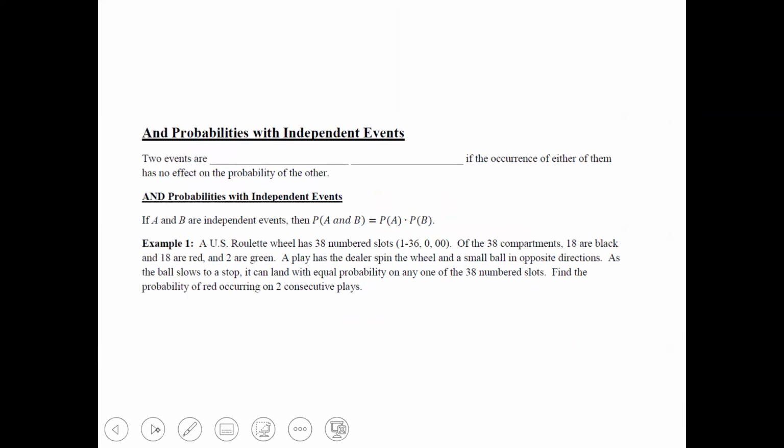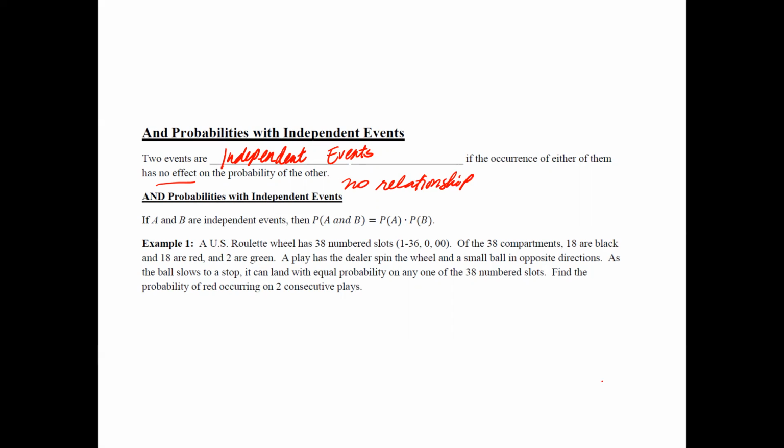I'm going to talk about conditional probabilities. So probabilities with independent events are 2 events that are independent events if the occurrence of either of them has no effect on the probability of the other, which means no effect is indicating that there's no relationship and not dependent.